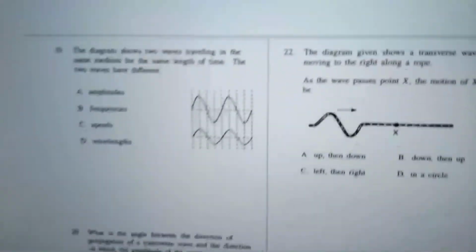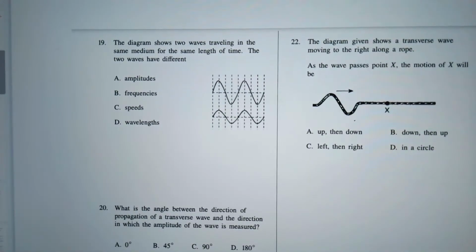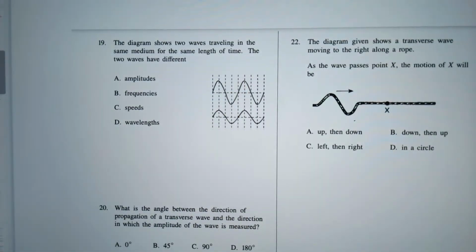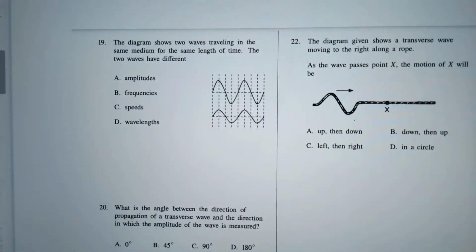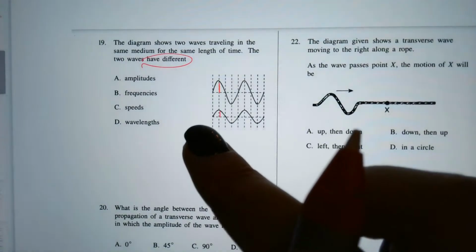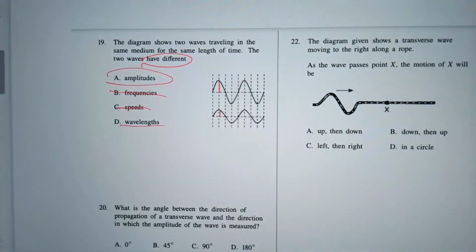Okay. Number 19, the diagram shows two waves traveling in the same medium for the same length of time. All right, so if we look at them, the most notable difference is their amplitudes. They have the same wavelengths, and they also have the same amount of cycles happening. So their amplitudes are the things that are different.